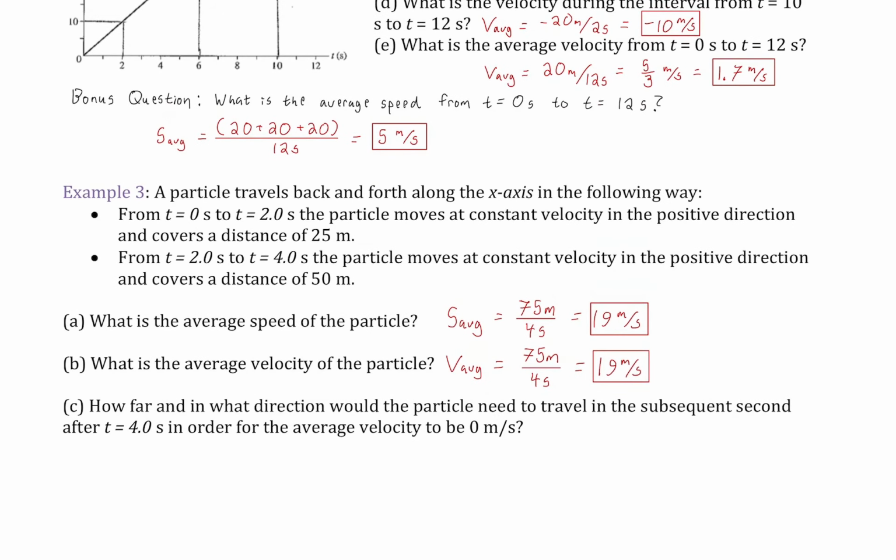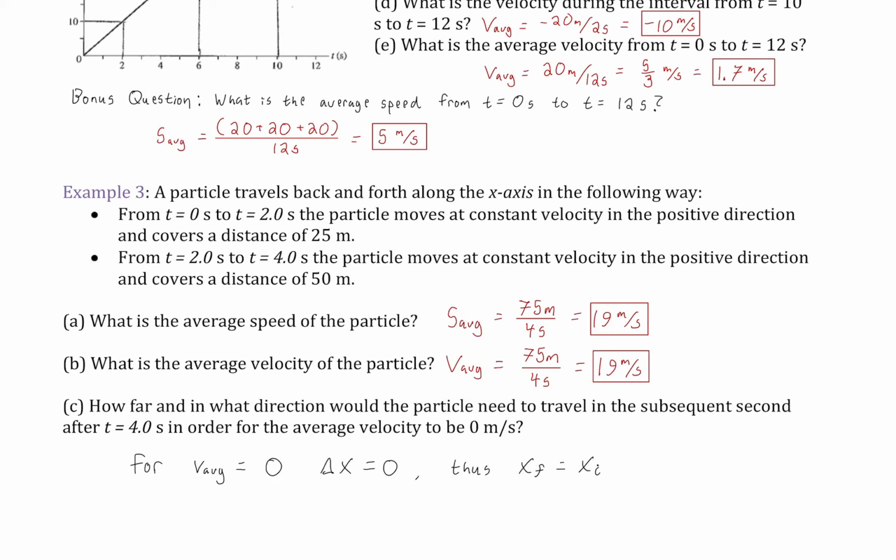But in part C, I do ask, how far and in what direction would the particle need to travel in the subsequent second after t equals 4 seconds in order for the average velocity to be 0? Well, for the average velocity to be 0, we need delta x to be 0. We need x final to equal x initial. And the only way for that to happen is for the particle to get back to where it started.